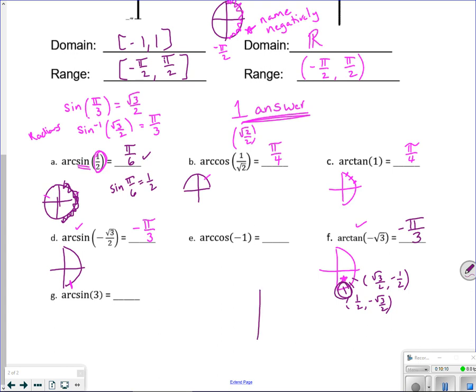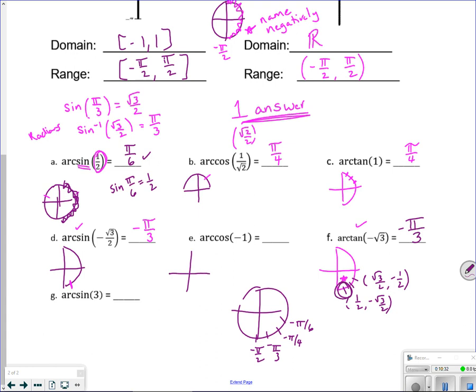So basically what it comes down to in quadrant 4 is your answers are either going to be negative pi over 6, negative pi over 4, negative pi over 3, or negative pi over 2. I think it kind of makes it easier. I just figure out which denominator it is, and it's the negative. So again, that's for arc sine and arc tangent.